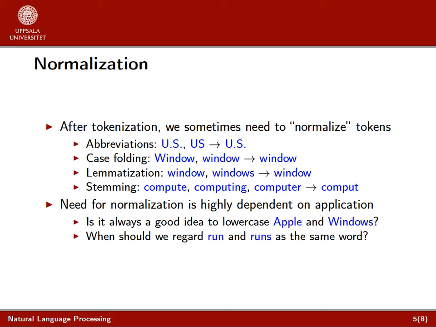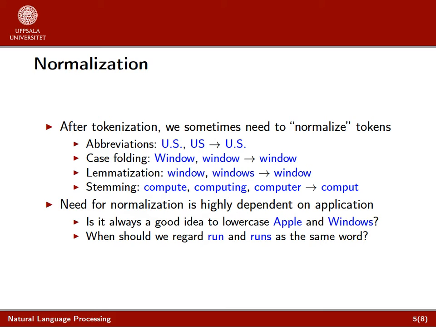After we have performed tokenization, we sometimes need to do normalization. And by normalization, we mean grouping together tokens that contain different characters but should nevertheless be regarded as instances of the same type. So abbreviations is one example. US is an abbreviation that is sometimes written with the dots and sometimes without it. And for certain applications, it's useful to regard these as the same. So we may want to normalize all occurrences in the text so that they look the same.